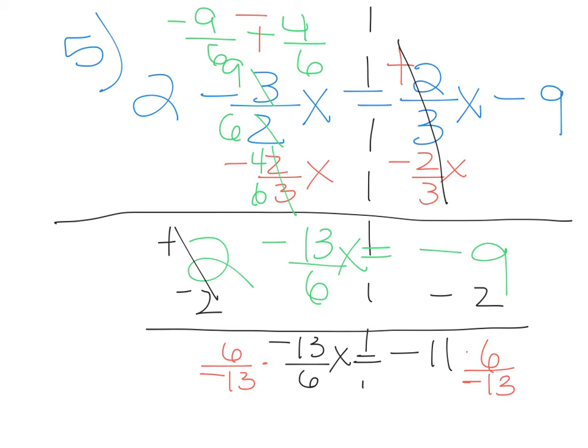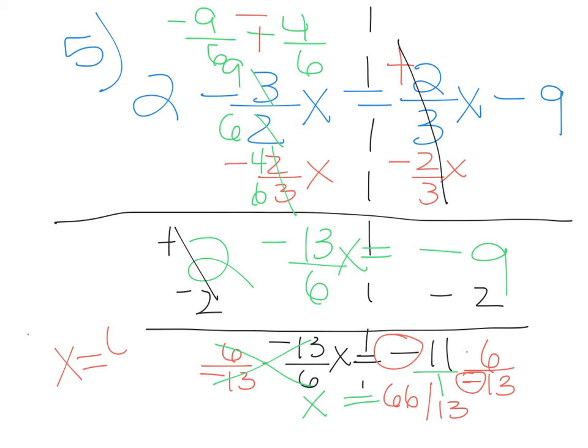On the left side, everything cancels, and we get x equals. On the right side, you need to make sure you notice that we have a negative here and a negative here. That makes a positive. 11 times 6 on top is 66. And on the bottom, 1 times 13 is 13. So because that doesn't reduce, my final answer is 66 thirteenths.